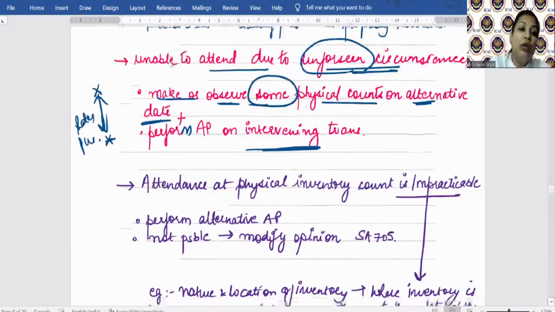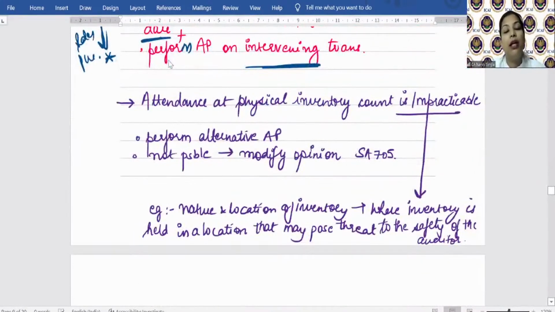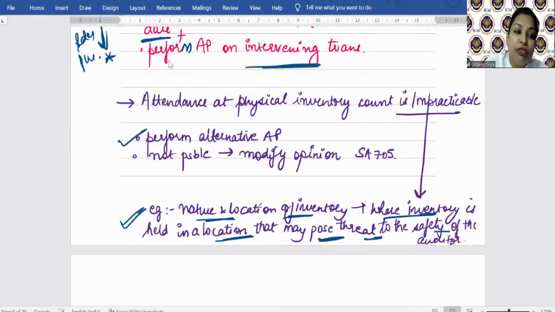Okay. Now if it is impracticable, it is a very rare case, but let's say the example given in the standard is if the nature and location of inventory is such that the location where the inventory is kept poses a threat to the safety of the auditor. The auditor's safety is at risk if he goes to conduct the physical inventory count there. Then perform alternate procedures. And if you are not able to perform alternate procedures, what does that mean?